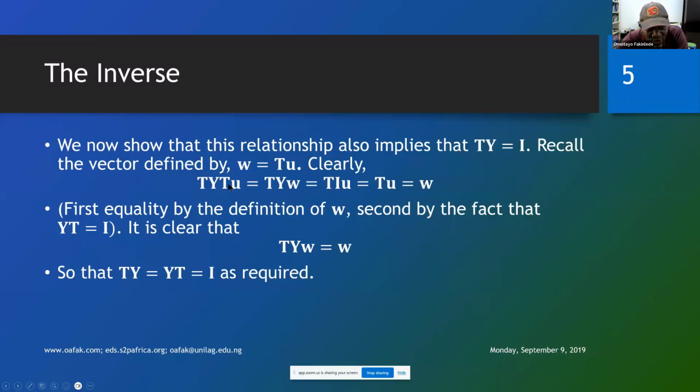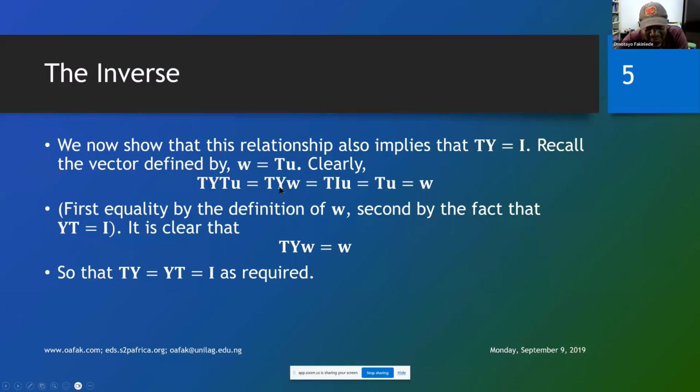And TYT operating on U is the same thing as TY operating on W, because TU itself alone is W. So TYT operating on U is the same thing as TY operating on W, which is the same thing as T operating on U or operating on IU. Doesn't matter. These two are the same, whether you operate T on IU or you operate T on U. But the answer at the end of the day is W. So that means that if you operate T on U, you get W.